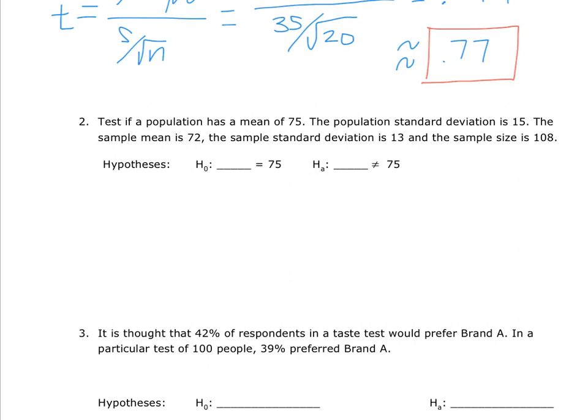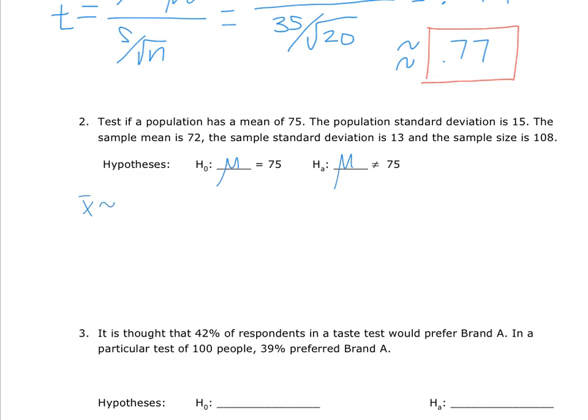Test if a population has a mean of 75. The population standard deviation is 15. The sample mean is 72. The sample standard deviation is 30, and the sample size is 108. If we fill out the hypotheses, what's missing here is the mu: mu equal to 75 and mu not equal to 75. So we want to determine the distribution for x bar.